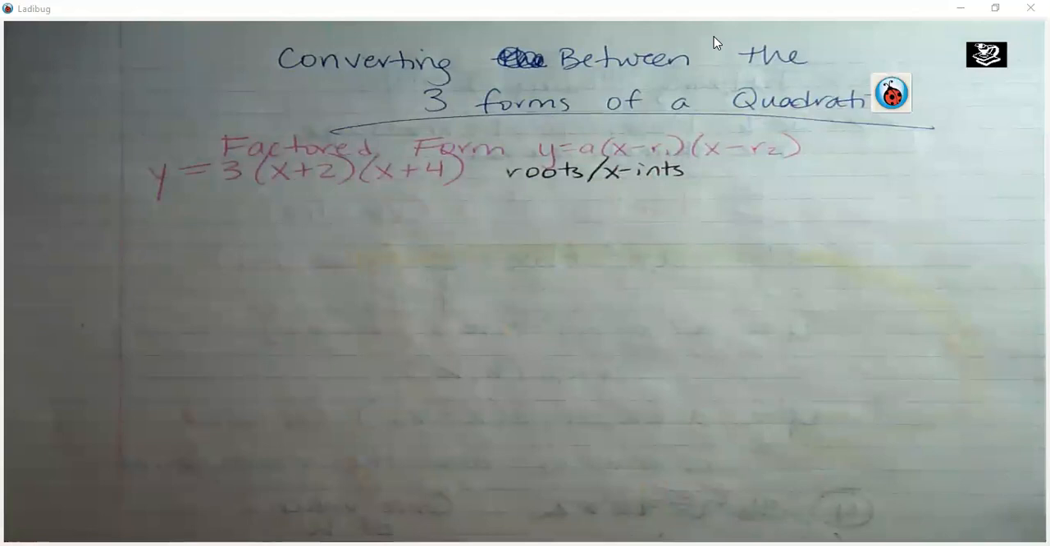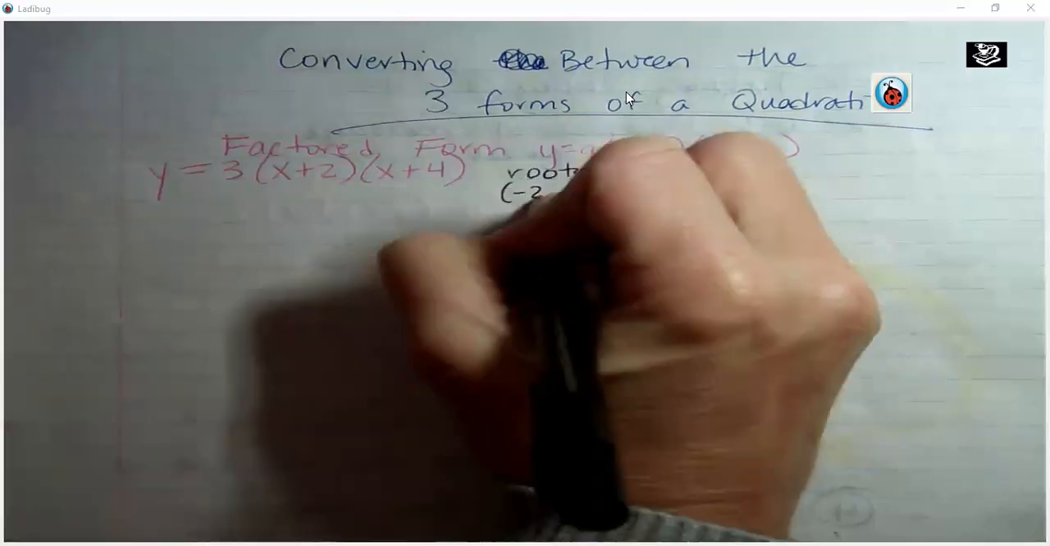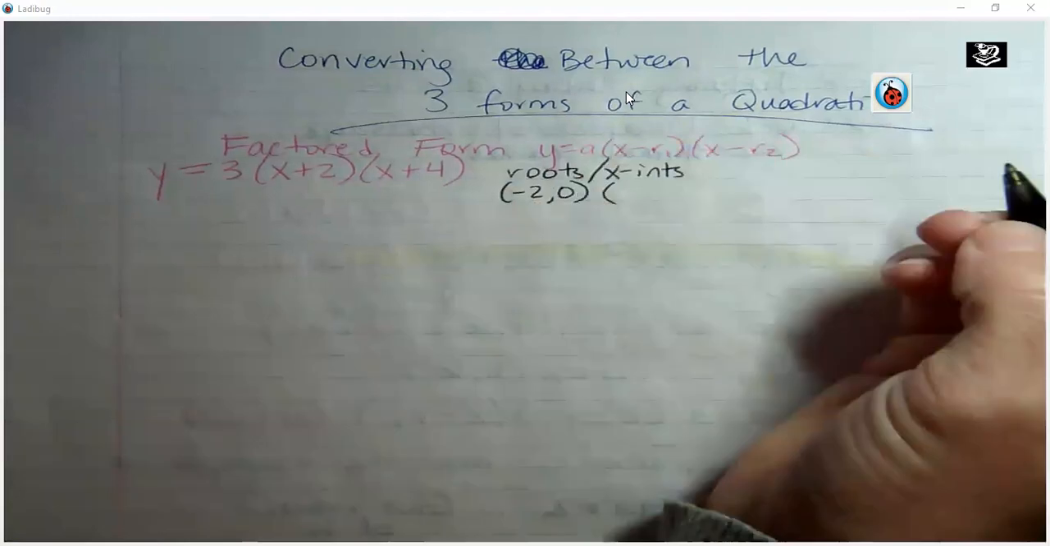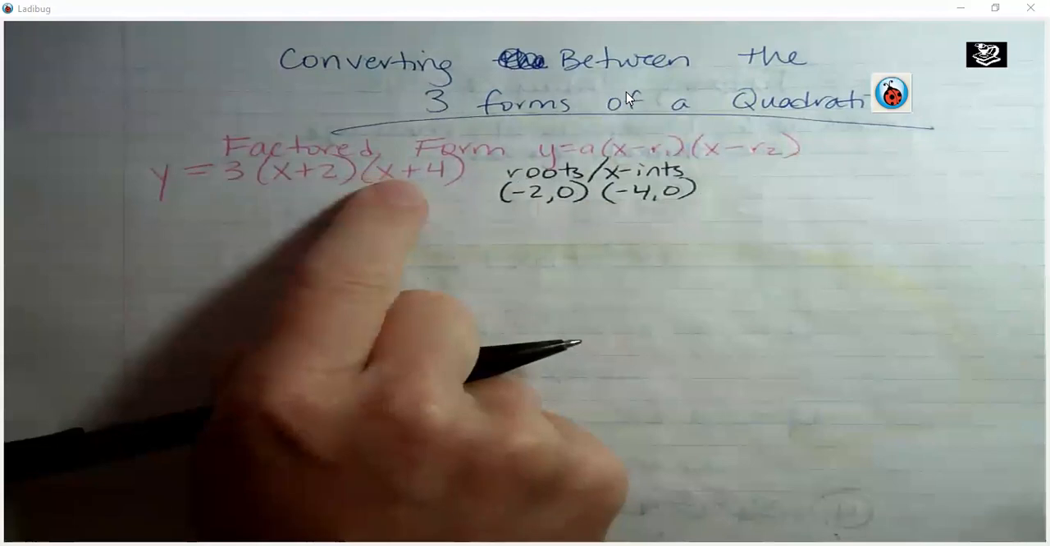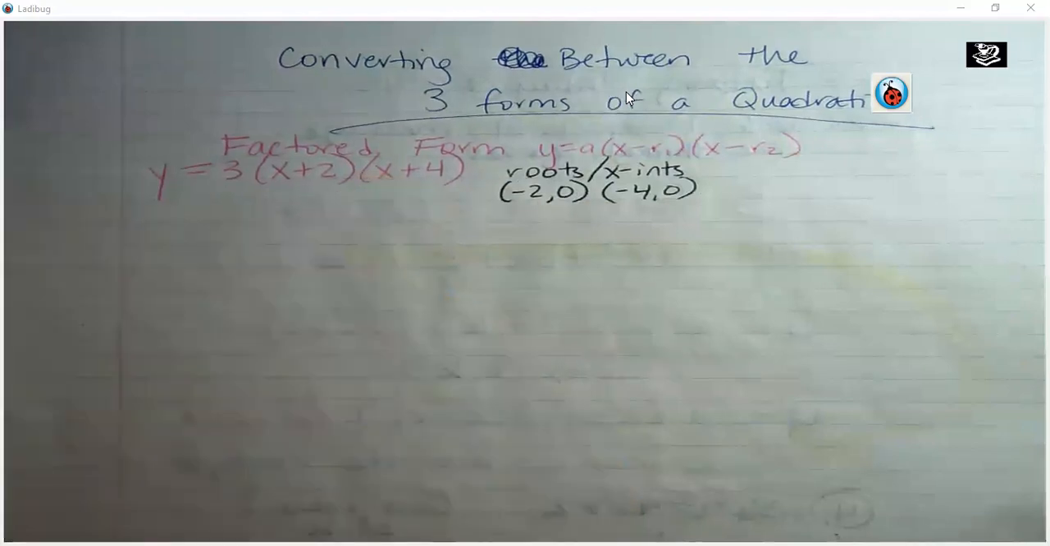What are the roots and the x-intercepts of this one? Two and 4. Close. You remember you have to do the opposite of what's in parentheses. -2, -4. Good. And we're going to write those as ordered pairs. So it'd be -2, 0, -4, 0. You could also graph this in Desmos or in your calculator and see that the x-intercepts are at -2, 0 and -4, 0.